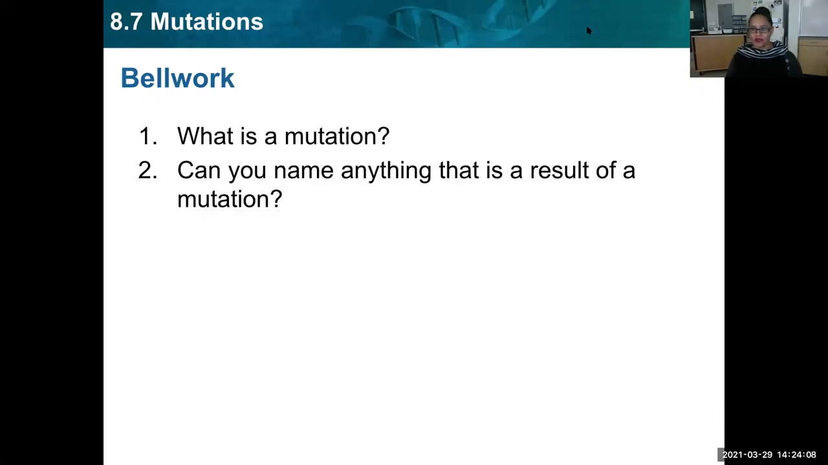DNA, yep. A mutation is just a change in DNA, which can potentially change the entire chromosome, which will cause problems like underdeveloped or overdeveloped, missing genes, extra genes. So yes, all of your answers would be considered correct. All right, can you name anything that is the result of a mutation? Any kind of animals or plants or bacteria or viruses?